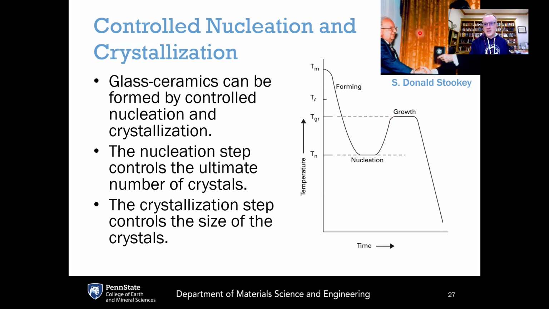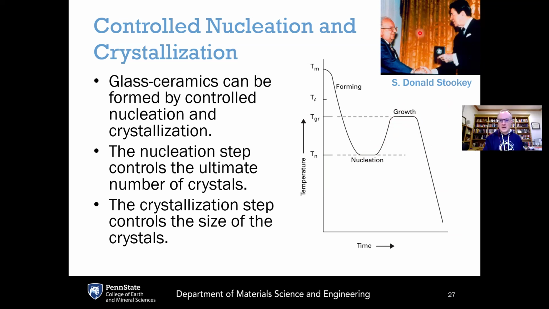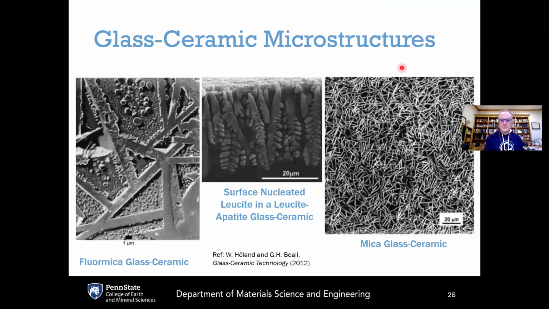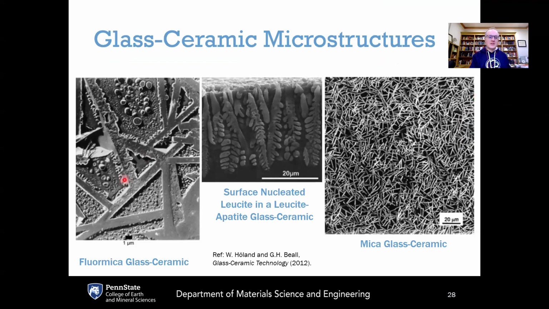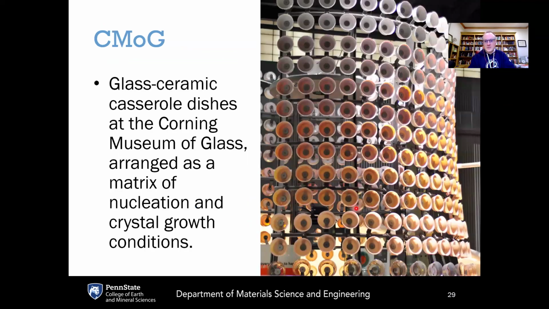Dr. Stookey actually won the National Medal of Technology. You can see it being presented to him by President Reagan. And so what we have are microstructures that look like this. This is a fluoromica glass ceramic, which has this kind of house of cards crystal structure within the glassy matrix. This is a surface nucleated leucite in a leucite apatite glass ceramic shown in the middle, and a mica glass ceramic shown on the right. And there's been all kinds of products made from glass ceramics, including cooktops, cookware, pieces for space shuttles.